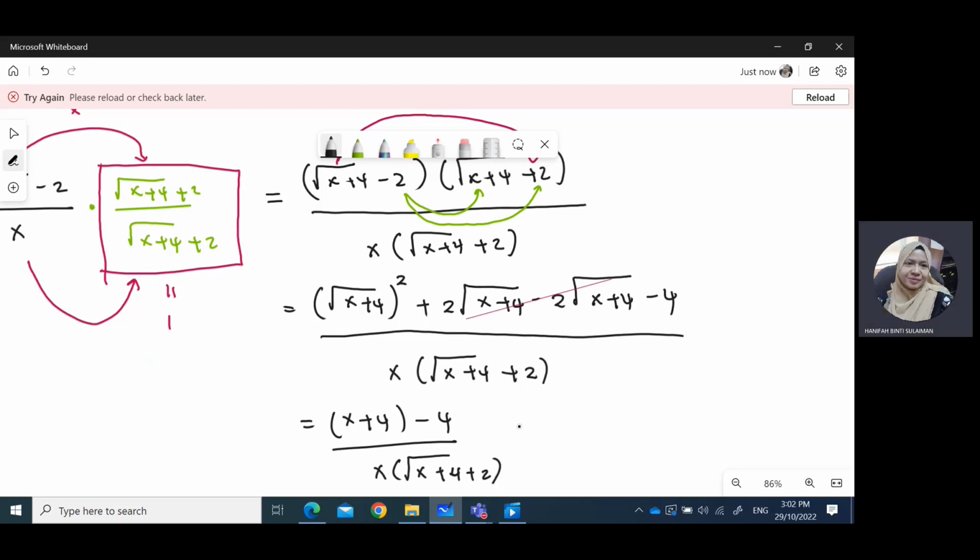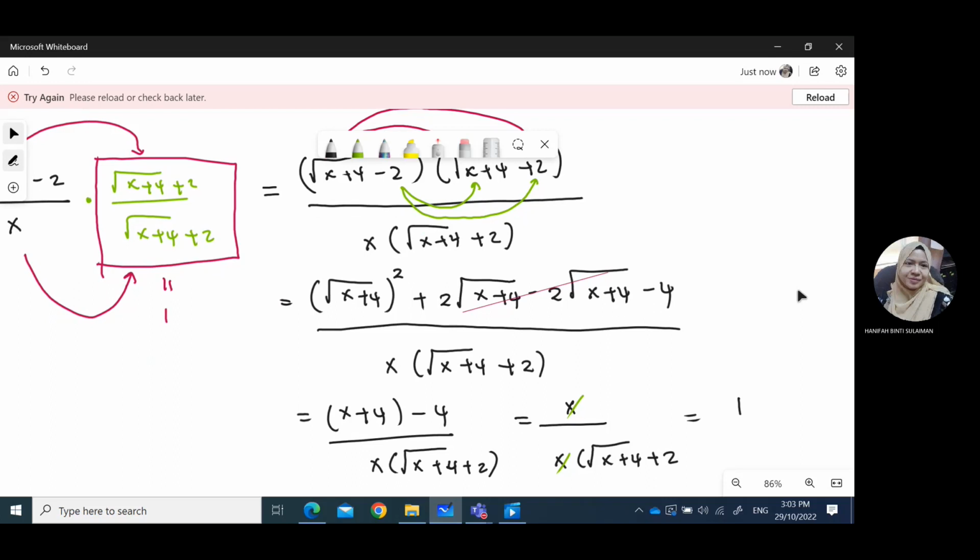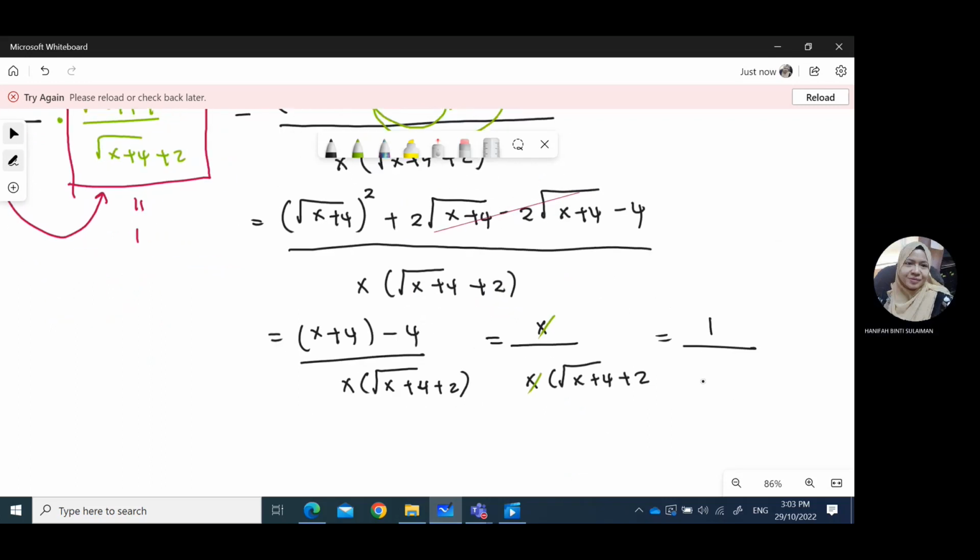Okay, so it is equivalent with x over x times square root of x plus 4 plus 2. So this one we can simplify, where x over x is equivalent with 1. So here we have 1 over square root x plus 4 plus 2.